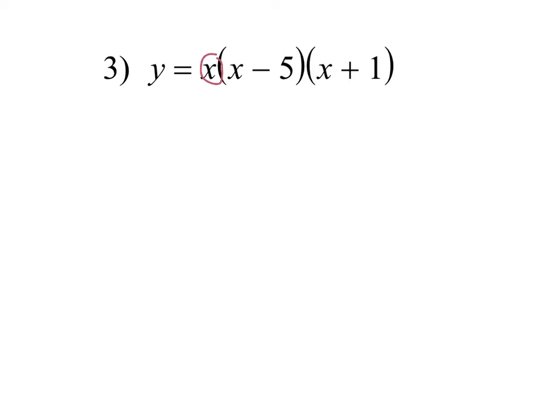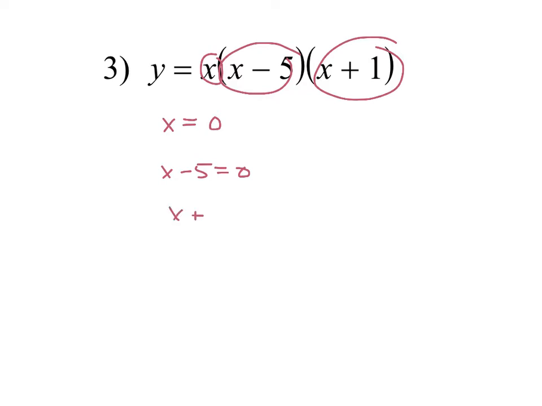5 and x plus 1. So we put all 3 parts equal to 0. So we have x is equal to 0, x minus 5 is equal to 0, and x plus 1 is equal to 0. Do we have to do anything for x is equal to 0? No, because x is equal to 0. Alright, so that's our first 0.